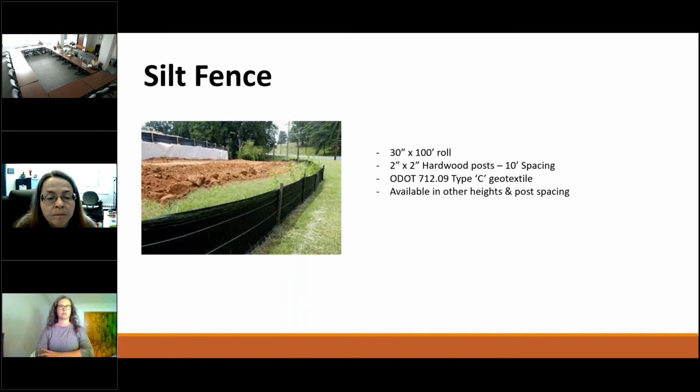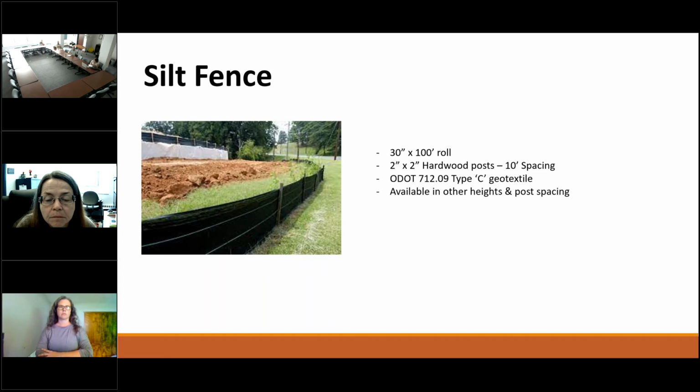Kind of the next little category I want to touch on, and I'm sure it's something we're all very familiar with, is silt fence. We go through a tremendous amount of silt fence. The big thing we carry here, we only carry an ODOT grade silt fence, which meets their specification of a type C geotextile under their 712.09 spec. Hardwood post, 2-inch by 2-inch nominal hardwood post spaced every 10 feet.